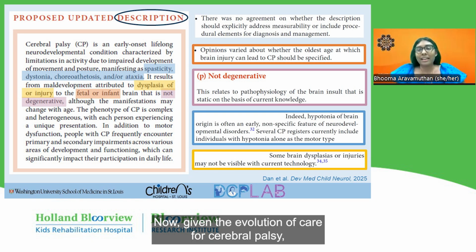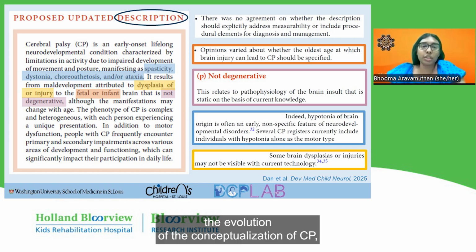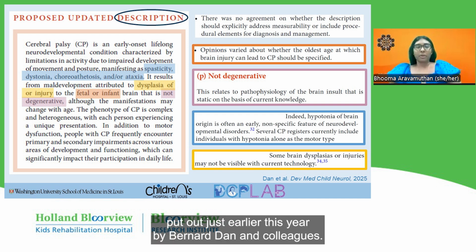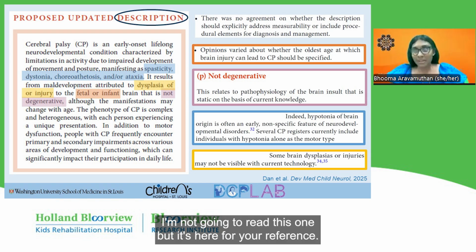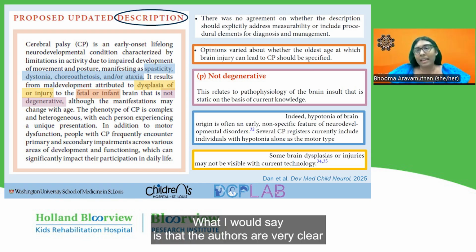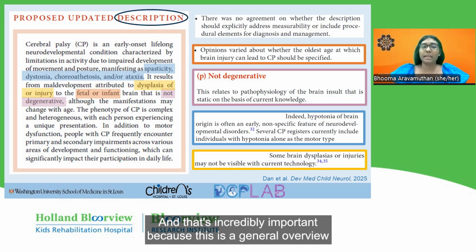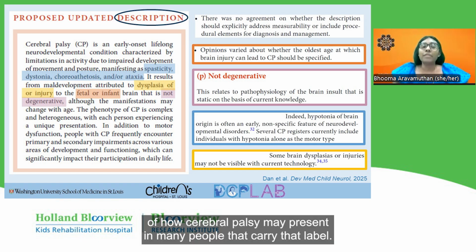Now, given the evolution of care for cerebral palsy, the evolution of the conceptualization of CP, there is a new proposed updated description put out just earlier this year by Bernard Dan and colleagues. I'm not going to read this one, but it's here for your reference. What I would say is that the authors are very clear to call this a description and not a definition. And that's incredibly important because this is a general overview of how cerebral palsy may present in many people that carry that label.